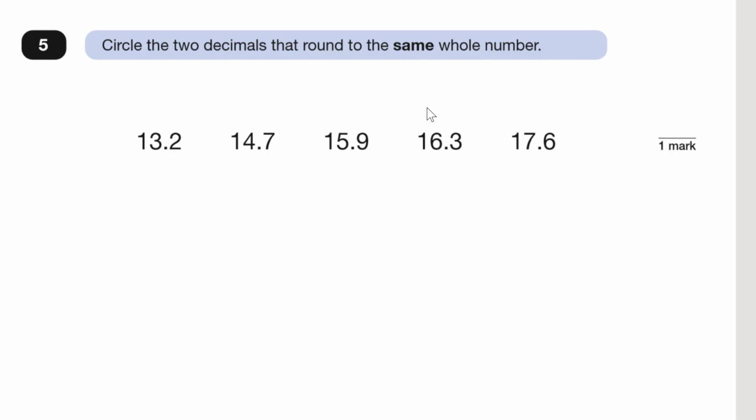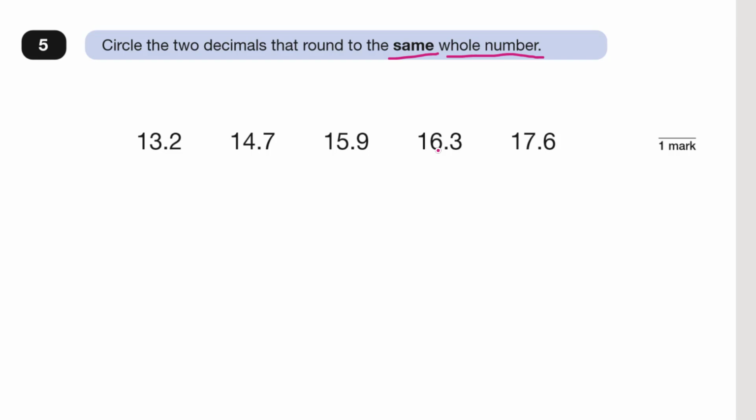Question 5. Circle the two decimals that round to the same whole number. Okay, so the same and whole number are important here. So what we could do is think about rounding each decimal to a whole number. If we're rounding to a whole number, that means we're getting rid of the decimal. We could also have a little look and think, for example, well, 13 and 17 are definitely not going to round to the same whole number, are they? They're going to need to be two numbers that are pretty close together.